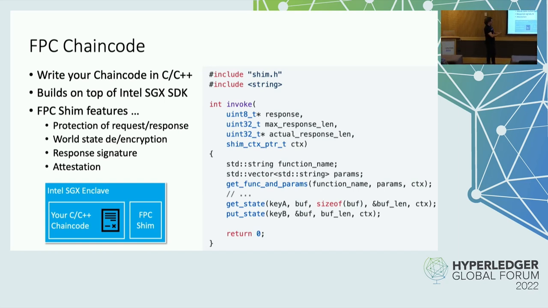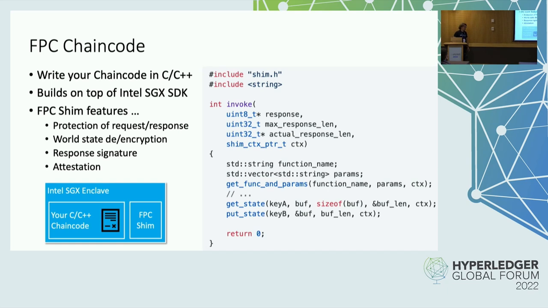The nice thing from the user perspective is that our FPC shim basically provides you all the features to protect your data. So this is very similar to a traditional chaincode where you just write your data in clear. However, our FPC shim takes care of encrypting and decrypting that data before it goes on the ledger. But moreover, the shim provides mechanisms to produce a signature on our transaction, saying, hey, this transaction was really executed inside the trusted execution environment, using the remote attestation capability of Intel SGX.